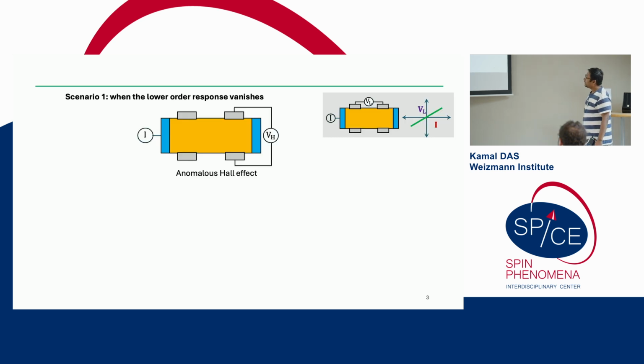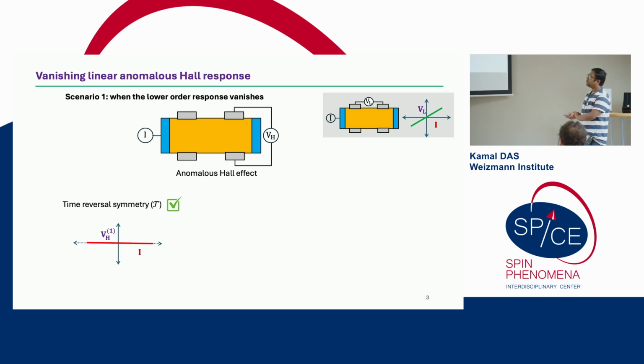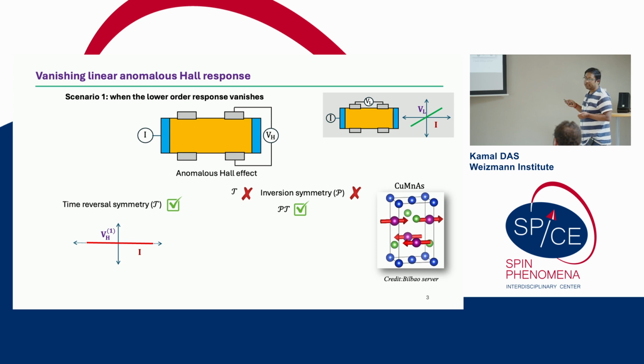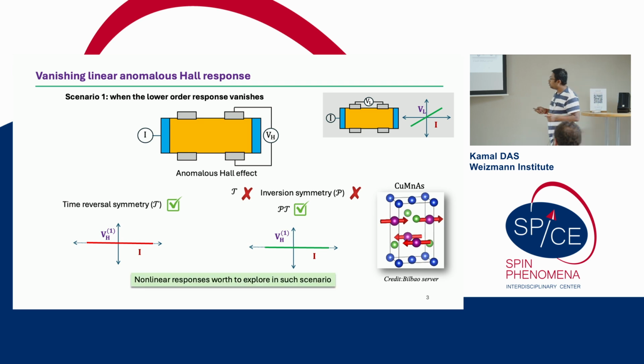To see this, let's take the example of the anomalous Hall effect. Let's say we want to see the anomalous Hall effect in a system where there is time reversal symmetry. Now, symmetry argument says that you will get 0 anomalous Hall response in this system. Not only that, let's say now you consider a system where both the time reversal and the inversion symmetry are broken, but the combined symmetry is preserved. For example, you take CuMnAs. In such systems also, the linear anomalous Hall effect will vanish. So in such a scenario, where the lower order responses vanish, the higher order response can be interesting and worth exploring.